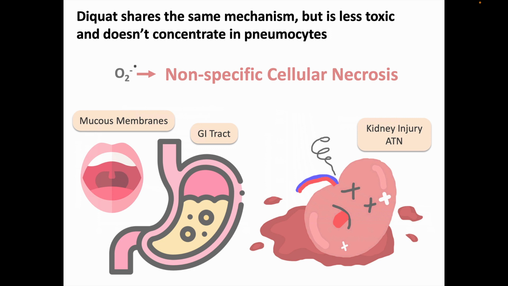Diquat is another bipyridyl pesticide that shares the same mechanism of generating superoxide radicals, but compared to paraquat, Diquat is less toxic. Because it doesn't concentrate in pneumocytes, it doesn't cause the characteristic lung toxicity that paraquat does. But the common mechanism produces non-specific cellular necrosis. Clinically, this will most commonly result in damage to exposed mucous membranes in the GI tract, and also cause kidney injury by inducing acute tubular necrosis.